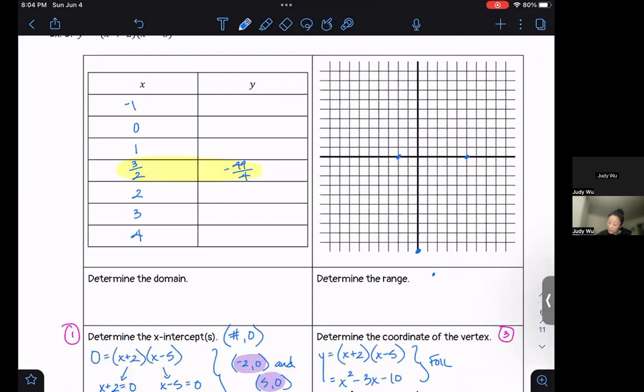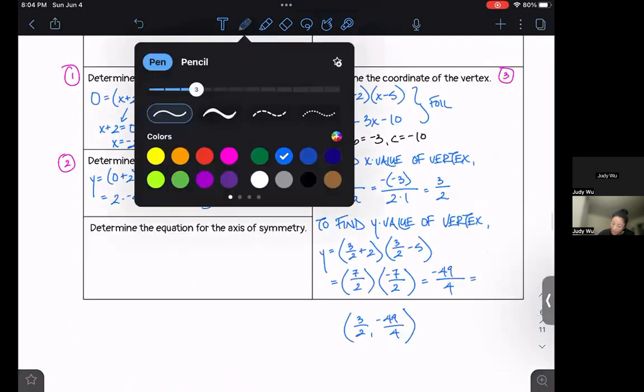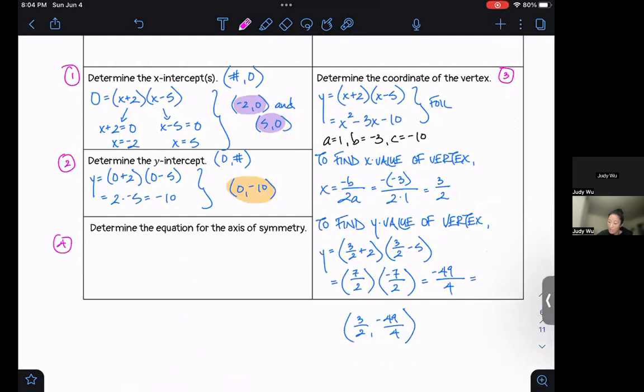And since I have the coordinate of the vertex, I can actually go ahead and find the axis of symmetry equation. It's just going to be x equals 3 halves, or x equals the x value of the vertex.